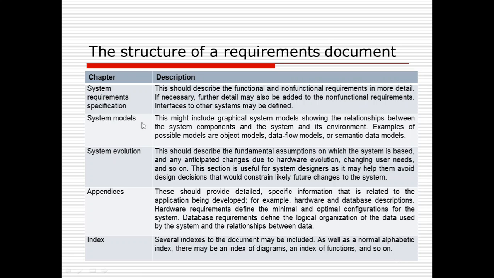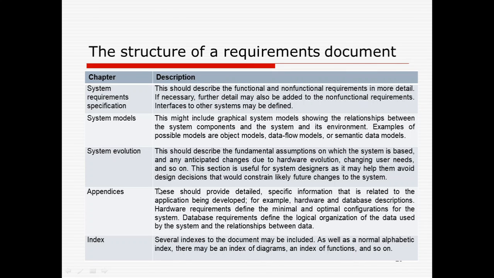Similarly, system models. System models are graphical models showing the relationship between system components and the system and its environment. Examples of possible models are the object model, data flow model, and semantic data model. We can say the object model like the context model, or the sequence diagram, class diagram. All these are part of the system model.